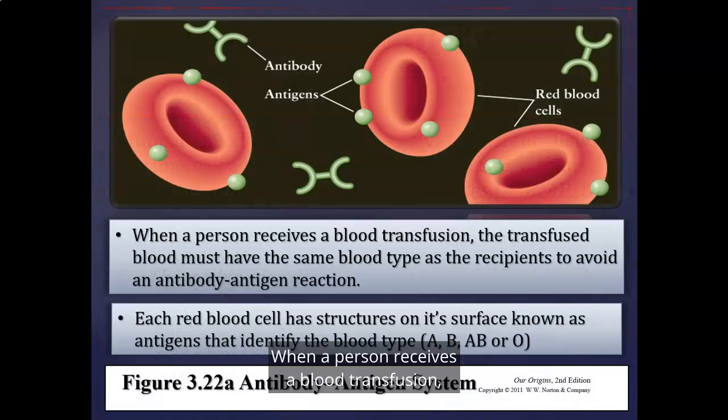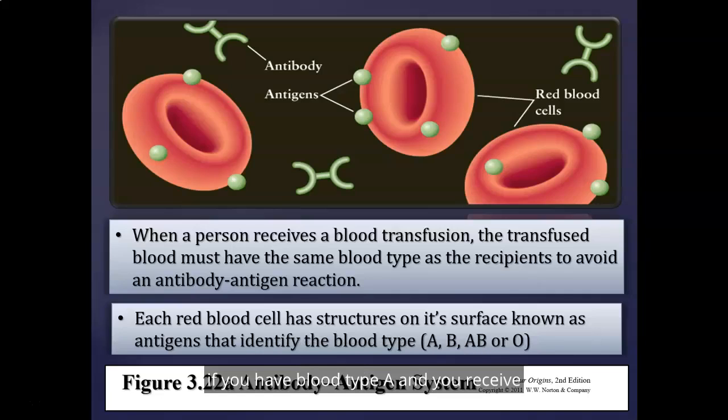When a person receives a blood transfusion, the transfused blood must have the same blood type as the recipient's in order to avoid what we call an antibody-antigen reaction. If you have blood type A and you receive a transfusion from someone with blood type B, your body is basically recognizing that as foreign. There's going to be this antibody-antigen reaction that's going to cause your red blood cells to clot. That will mean that you can't get proper oxygen to all of your organs. Your red blood cells are carrying oxygen to all your vital organs.